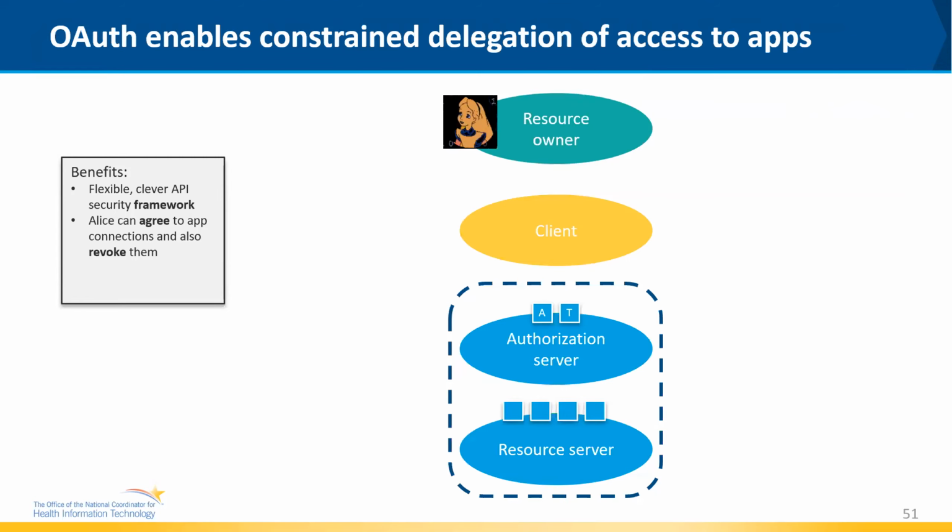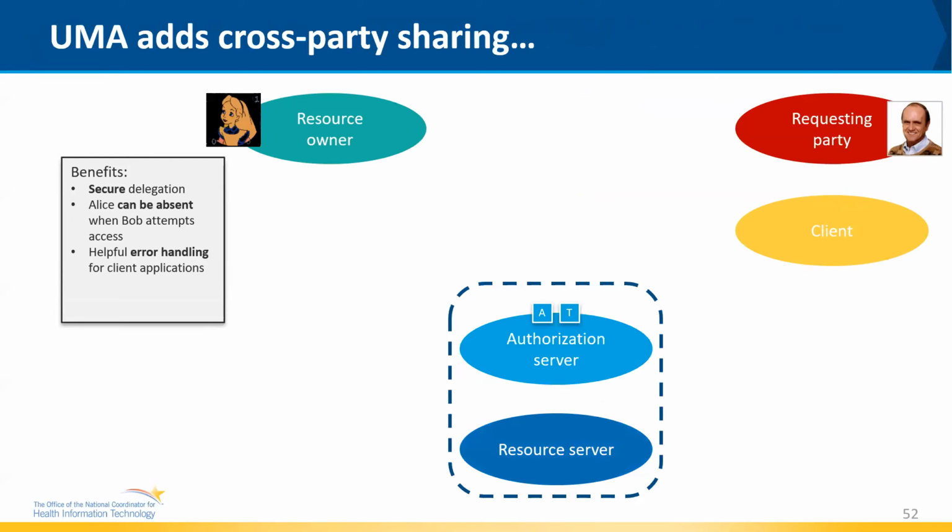Next slide, please. So UMA is actually built on top of OAuth 2. It leverages OAuth 2. And to achieve cross-party sharing, UMA adds a new party to the picture, a requesting party, Bob. So UMA basically enables Alice to Bob sharing. Alice can dictate how to share data access with Bob, not just access to applications that she herself uses.